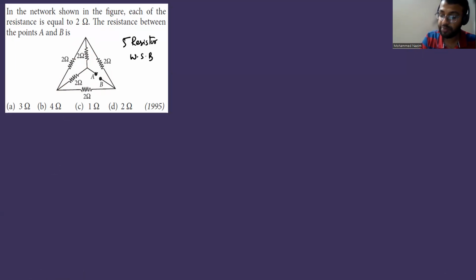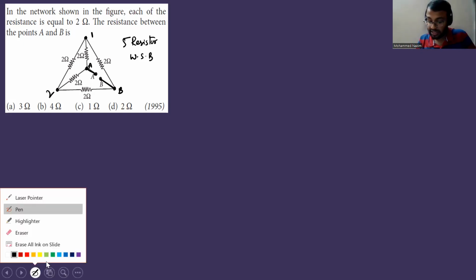So first mark all the points. See, if this is A, this is also A because of direct wire connection, isn't it? Points which are connected by direct wire will be at the same potential. This is A. If this is B, this is also B. And you can mark this point 1. First, you need to mark all the points. This is 1 and this is 2. Now, thinking that it's a Wheatstone's bridge, try to draw the circuit in that format. So this is A and this is B. And 1 I'll place here and 2 I'll place over here.